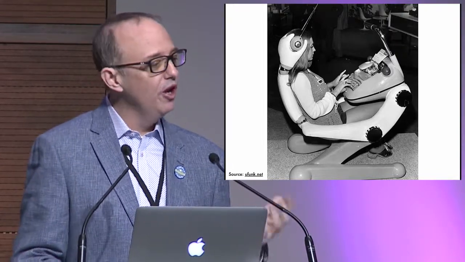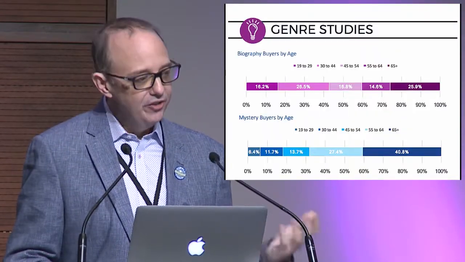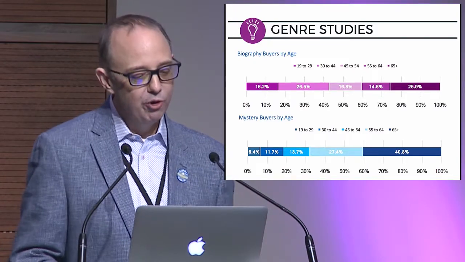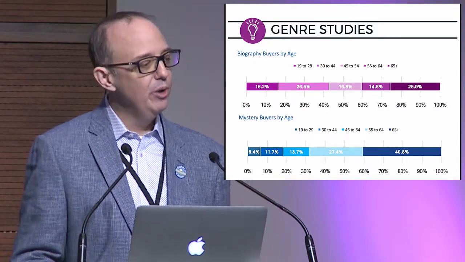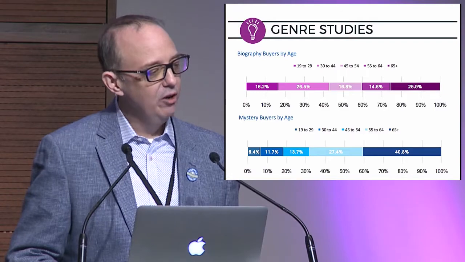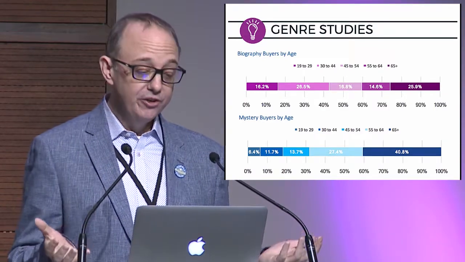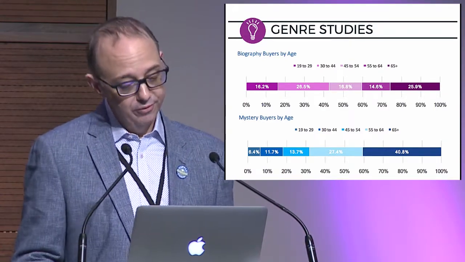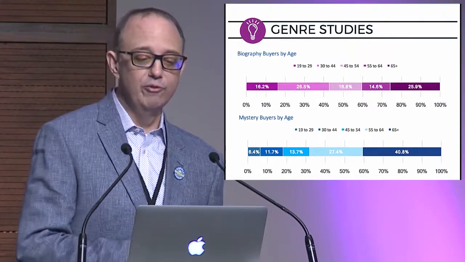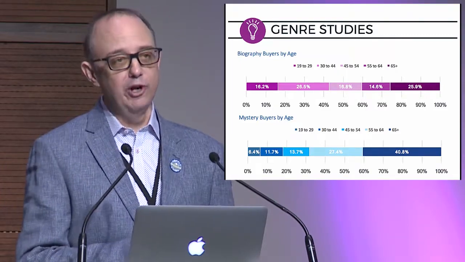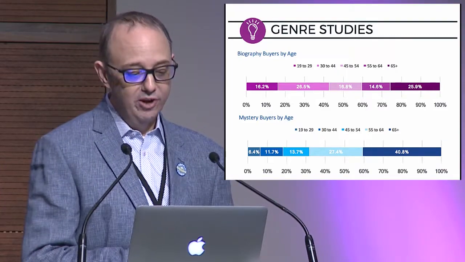She pores through a lot of the data and comes up with stuff like this. I'm not going to spend a ton of time because you can get the reports. This is a comparison of biography to mystery buyers. Biography buyers are younger. Mystery buyers are older. 68% of mystery buyers are over 45, whereas only 40% of biography buyers are over 45.